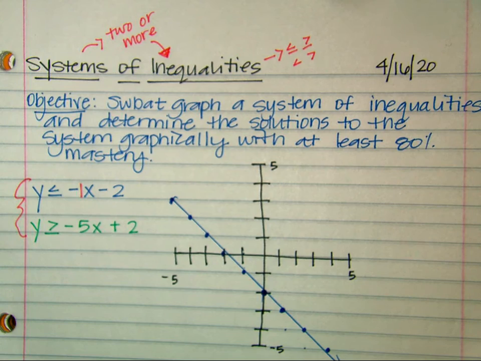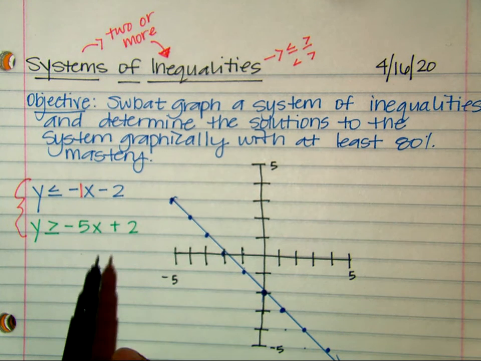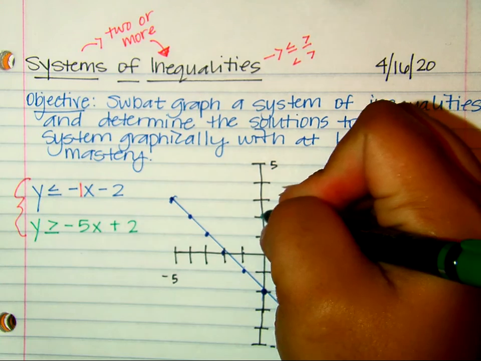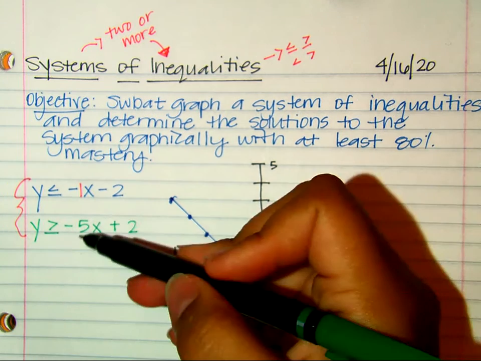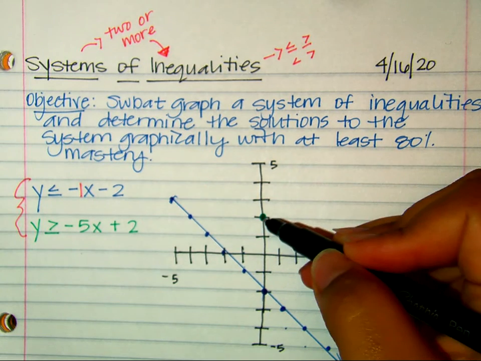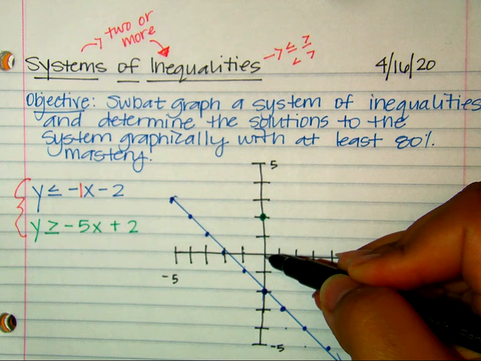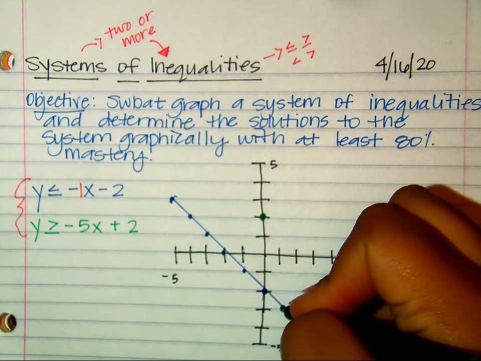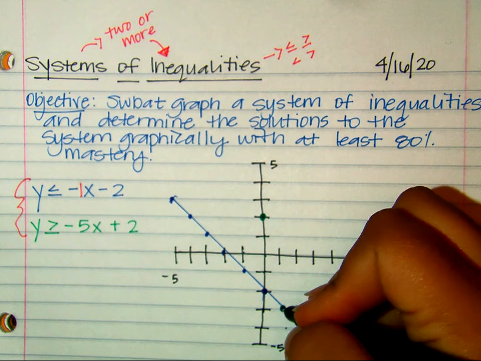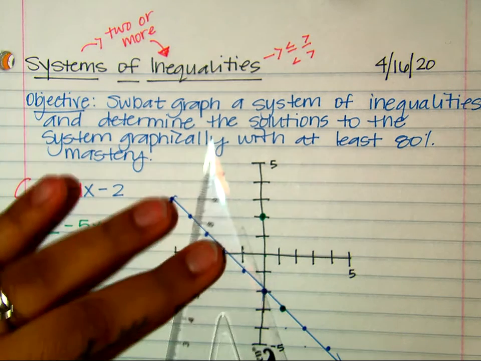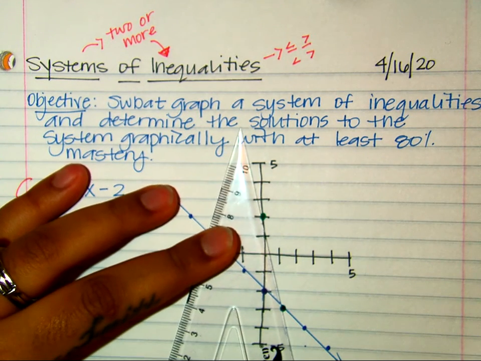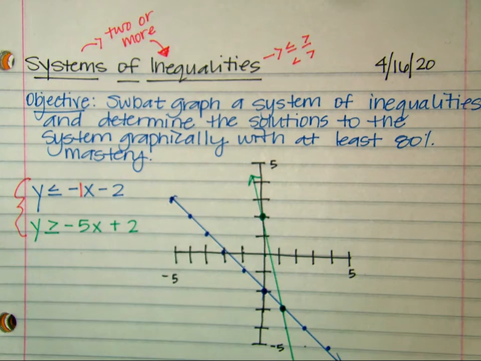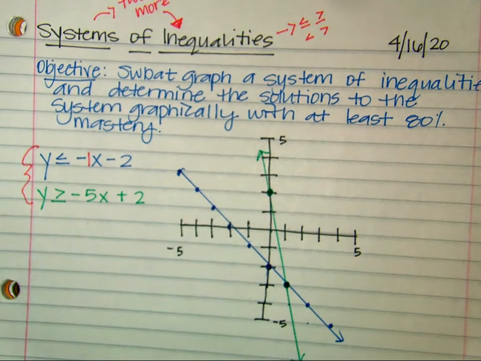So I am going to now graph my other line in green. My y-intercept is a +2, so I'm going to start at 0 and go 1, 2, and plot there. And then my slope is -5, so I'm going to go down 5, which would be 1, 2, 3, 4, 5, and then over to the right 1. So it looks like it intersects right here. Alright, so I am going to now draw a straight line. And it is also going to be a solid line here because it is an equal to.